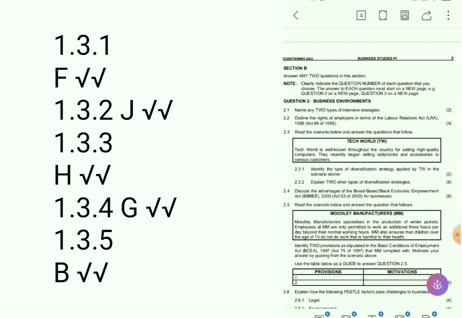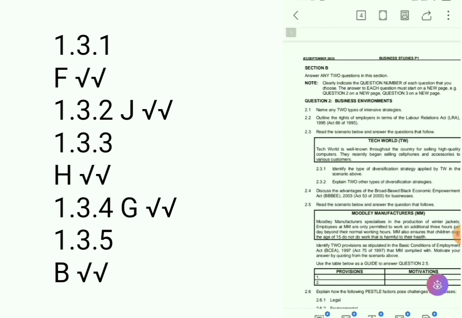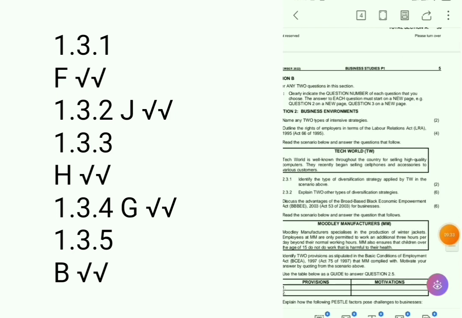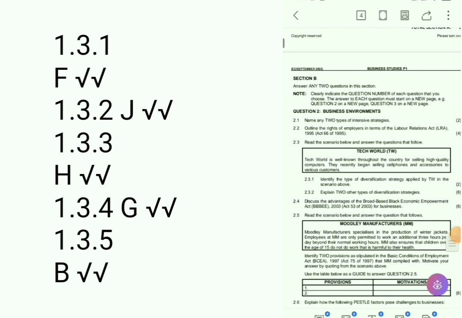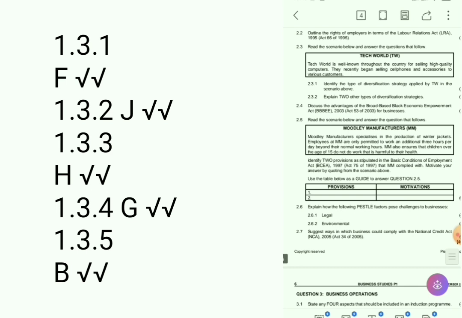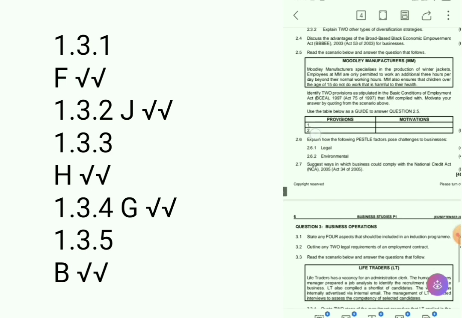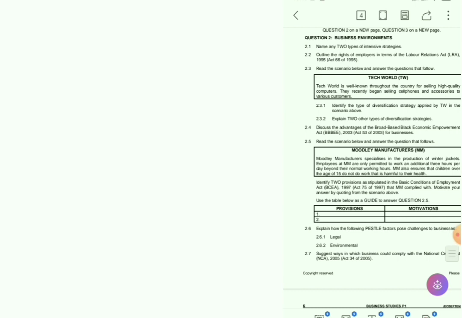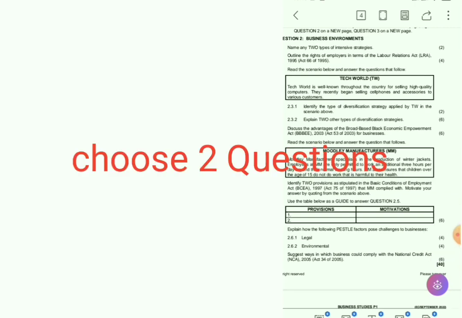We are going to Section B now. Section B, we all know what we do. You have to choose; you cannot answer them all. I mean, we have to choose two. So guys, I'm going to choose question 2 and question 3. Question 4 has a table and it's a little bit difficult, so I'm going to choose 2 and 3. You choose the easiest ones. You choose 2 questions, by the way, not one.